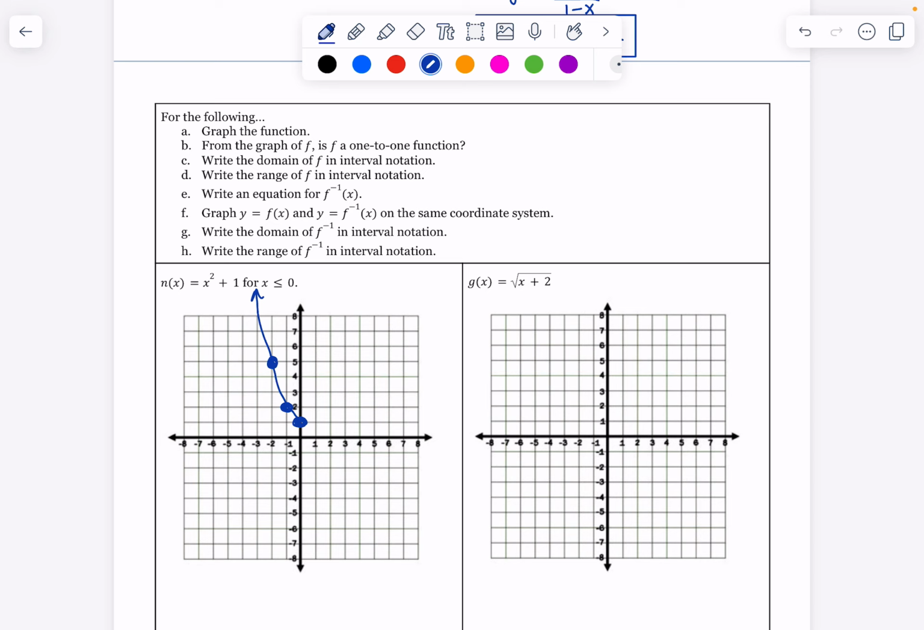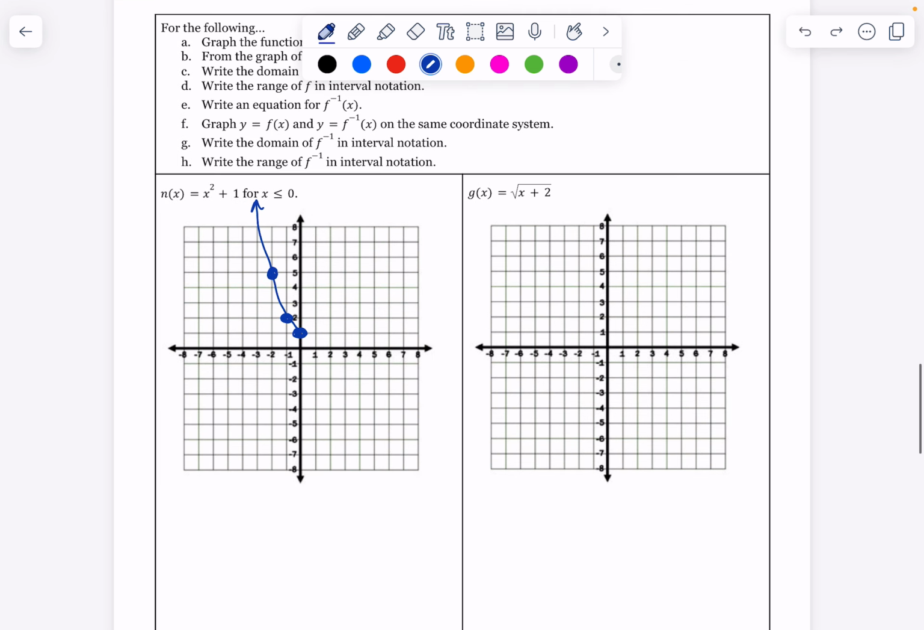Great, so part B, from the graph, is f a one-to-one function? Yes, it passes the horizontal line test. So I guess we did A. So part B would be yes. We pass the horizontal line test.